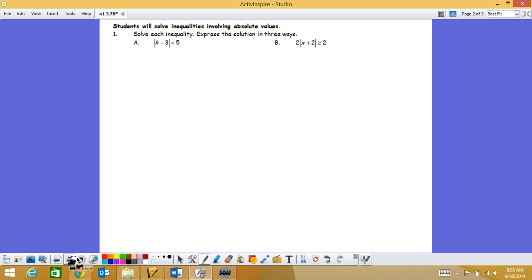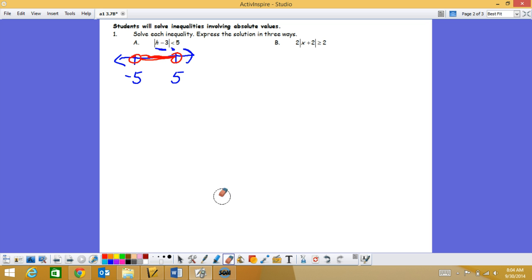Looking at the first example, the first thing you want to do is make sure that the absolute value is by itself. In the case of A, it is. So if we take a quick look at a number line, we want to look for all those numbers that are closer, because of the less than, to 0 than 5 is. Well, those two numbers that are 5 units away are 5 and negative 5, just like with the equation. So we are looking for those numbers that are closer to 0 than those two, so in between negative 5 and 5.